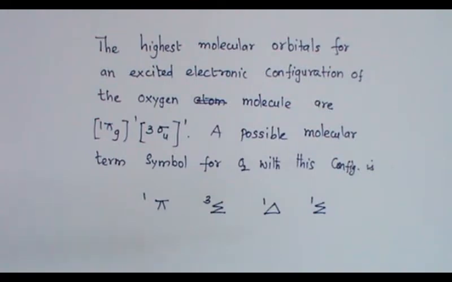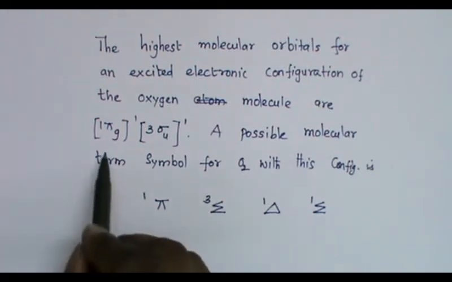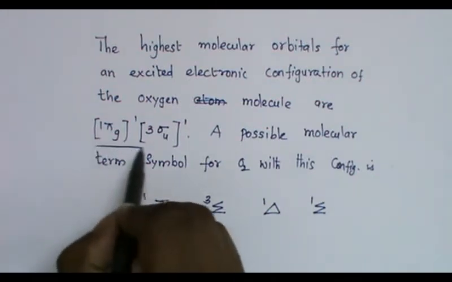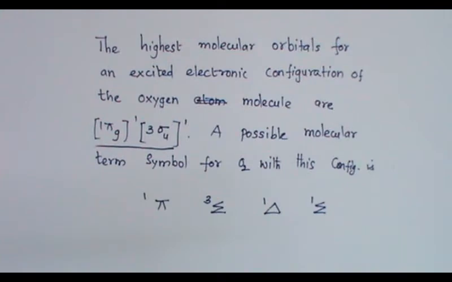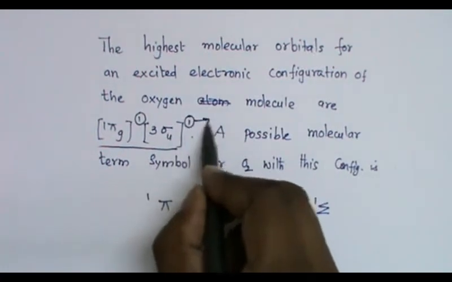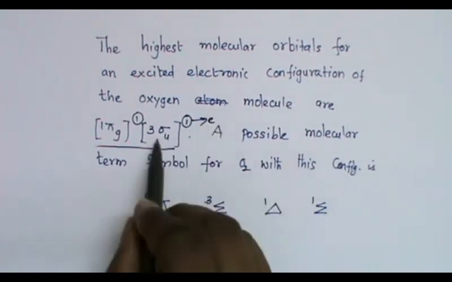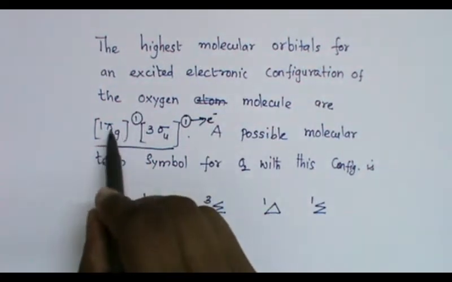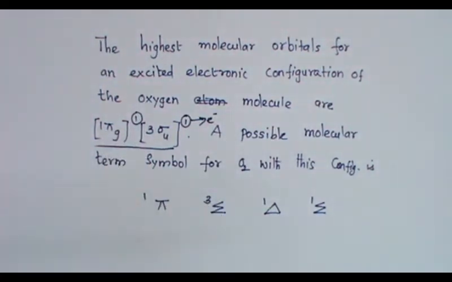Before going to that, let us try to understand the configuration. They have mentioned 1 pi g 1, 3 sigma u 1. This 1 represents the electron. So this particular molecular orbital has 1 electron, pi g molecular orbital has 1 electron.